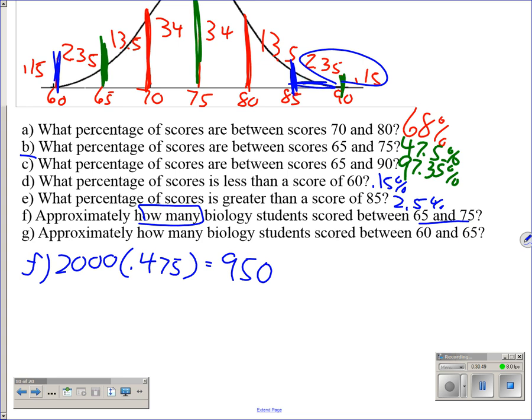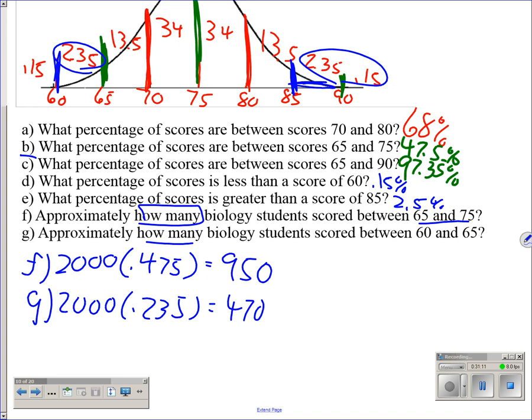And it's the same question. It says approximately how many biology students scored between 60 and 65. So between 60 and 65 is that percentage. So whatever 2,000 times 0.235 is. 470? Oh, 2, 3, 5. What is? Oh, 47. Dang. Yeah, it is 0.0235. Last class, I didn't even catch that. Oh, yeah, whatever.